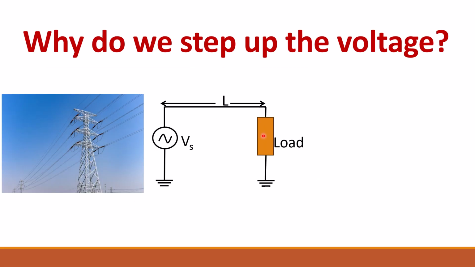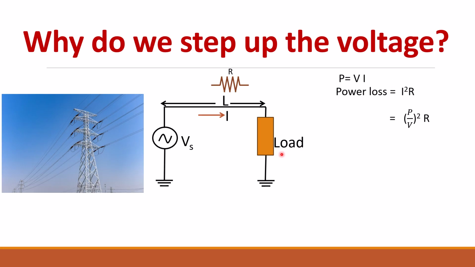Why do we step up the voltage? This is the generating station and the load is here, and we are transmitting the power over a long distance. You can see here the long transmission line is there as shown here. So in practical, this transmission line will have some resistance. So this resistance will lead to power losses when there is a current in the transmission line. So when current flows in this line, I square R power loss will be there. So if I is more, power loss is going to be more.